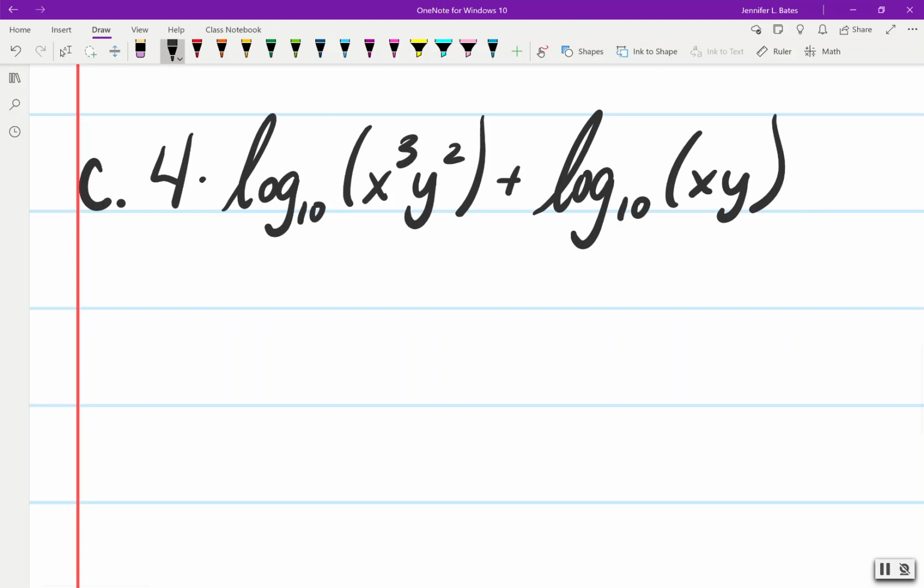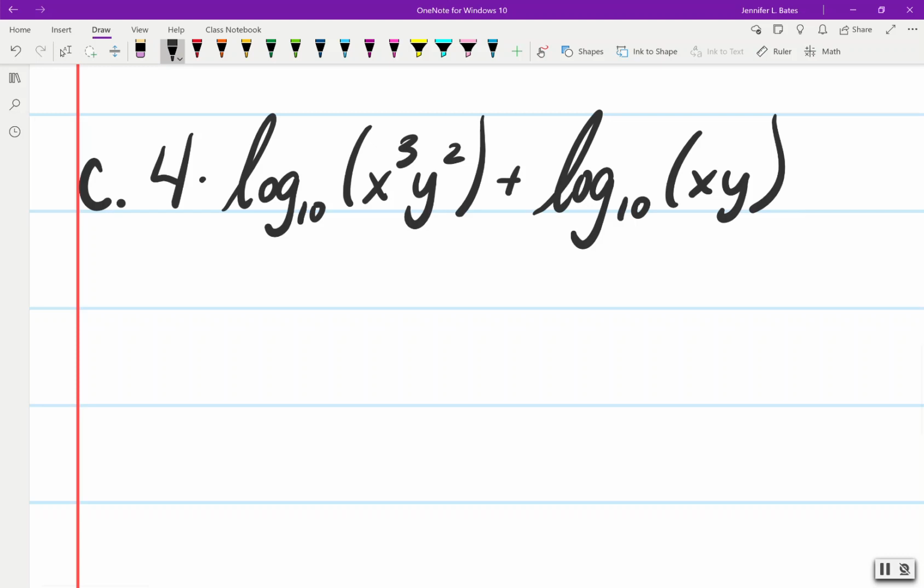Property 1 works if we do not have a leading coefficient, or a number out front of the log. So take a look at the log properties, and let's see if we can figure out which log property has to do with a number out front of the log. Take a look up at the whiteboard. Which log property has to do with a number that's out front of the log? Very good. Property number 3.